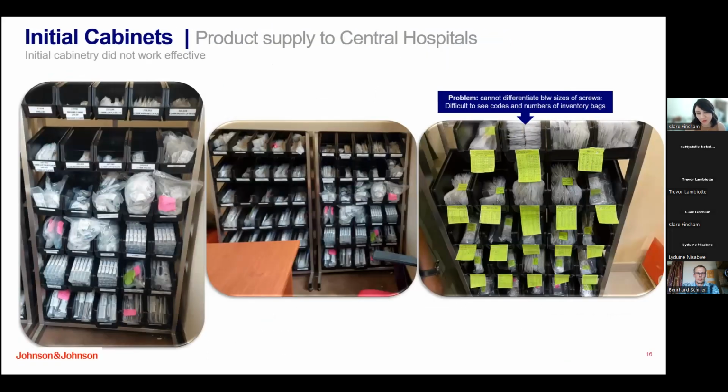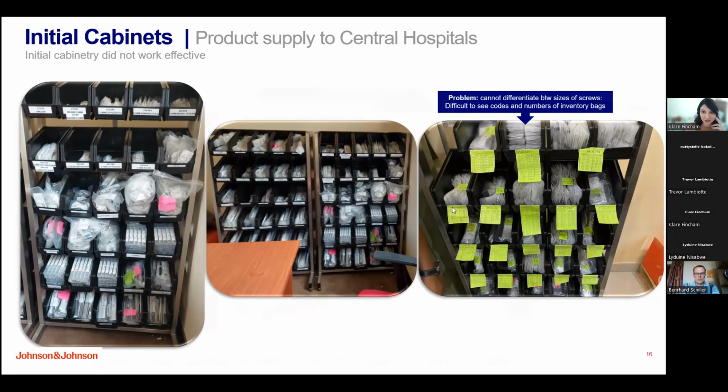So when we started off with this project, this is for those that are actually in the hospital, busy with medical devices, this is a good tip just for future. We decided for storing the inventory, and it initially did not work because, as you can see, we couldn't differentiate between the screws, the sizes. So there's about screw sizes from a 10 to a 60. So we couldn't see that. So this is a very bad decision to have storage boxes like this.